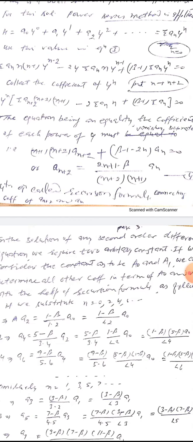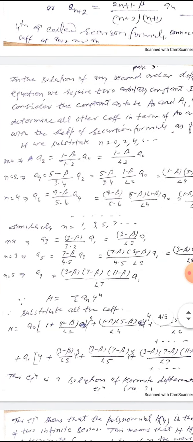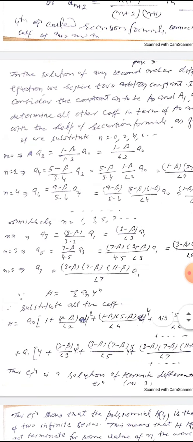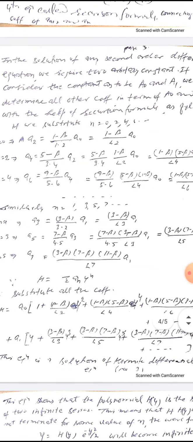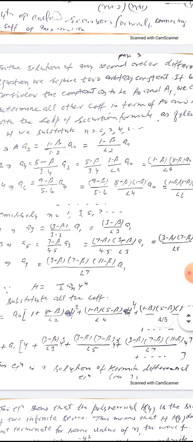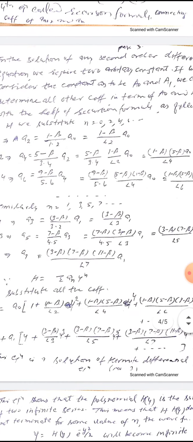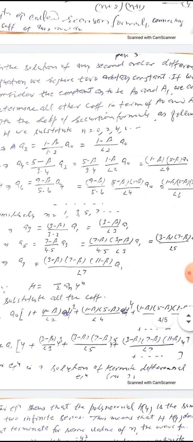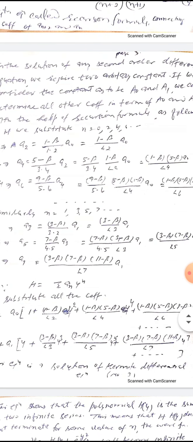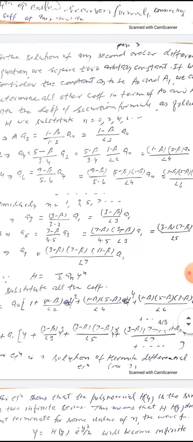Now, for the solution of any second order differential equation, we require two arbitrary constants. If we consider these constants to be a0 and a1, we can determine all other coefficients in terms of a0 and a1 with the help of this recurrence formula, which we got by equation number 4. So by substituting n equals 0, 2, 4, let us calculate a2, a4, a6.